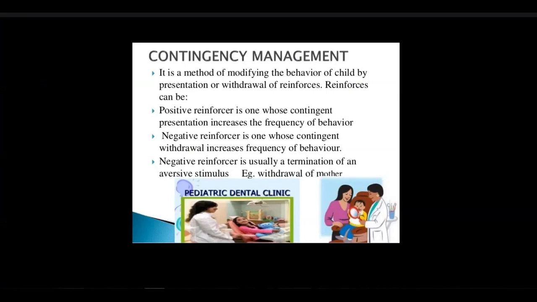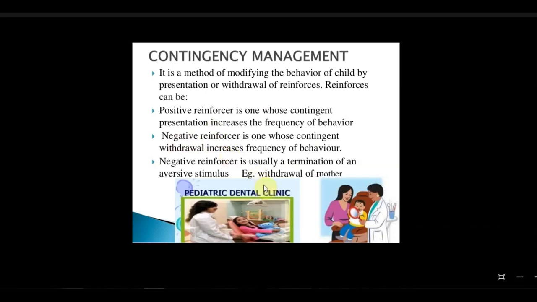Contingency management is a method of modifying the behavior of a child by presentation or withdrawal of reinforcers. It is like positive reinforcer and negative reinforcer. Positive reinforcer is where we tell the child that if he cooperates with the procedure, we'll provide him something like a toffee or a gift or a book, so that he'll have a happy mind and cooperate. So that is positive reinforcer. Negative reinforcer is one whose contingent withdrawal increases the frequency of a behavior.